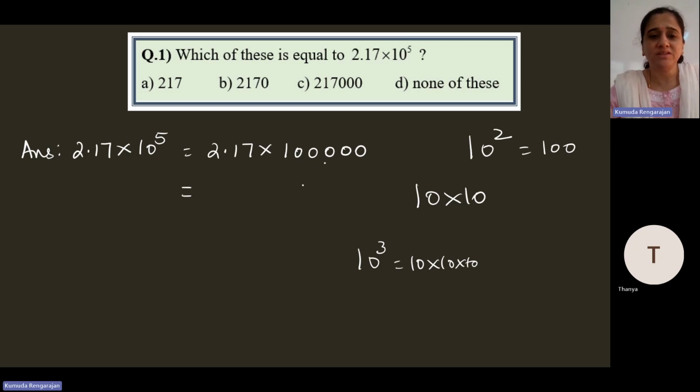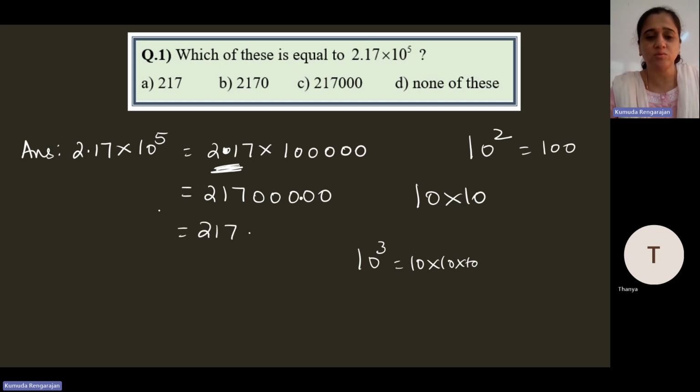Now, you'll have to multiply these two numbers as if this one does not have a decimal point. So what will be the product? 217 followed by 1, 2, 3, 4, 5 zeros. This is the product. Now, in this answer, you'll have to place a decimal point. After the decimal point, how many digits? 2 digits. So place the decimal point here, and you can see there are 2 digits after the decimal point. So what's the final answer? 217 followed by 1, 2, 3 zeros. Which is the correct option? Option C is the correct option.